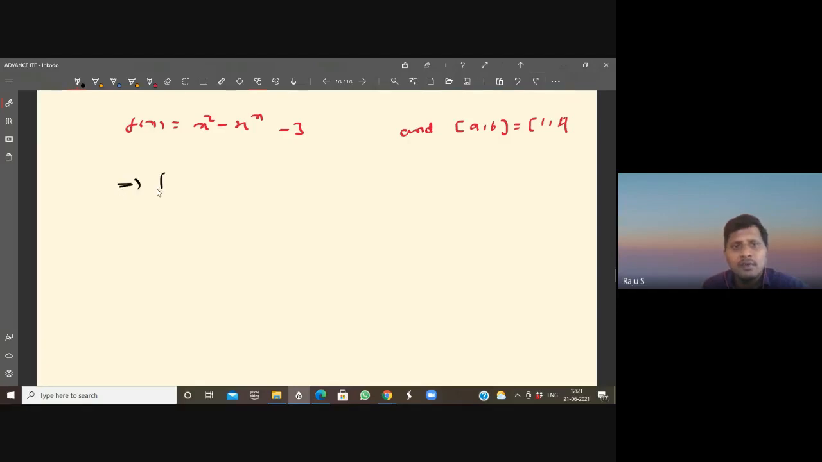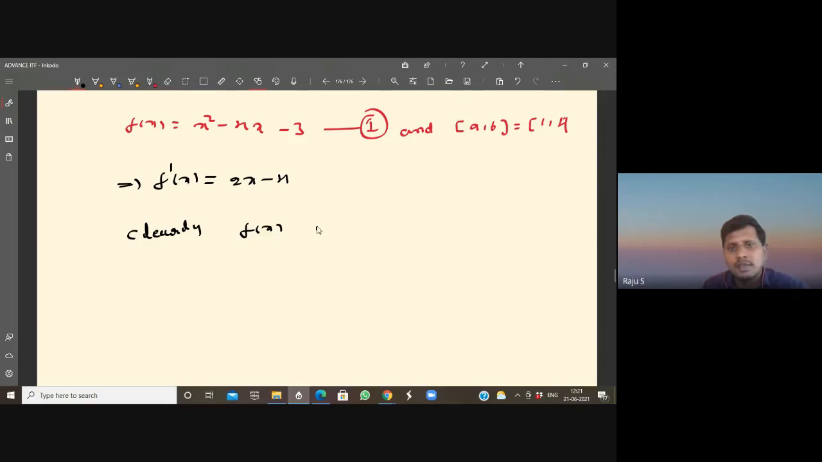F of x is given, no? Find f dash of x. 2x minus 4, here 4 into x, not 4x. 4, x, 2x minus 4. Let us take the equation. Clearly same.